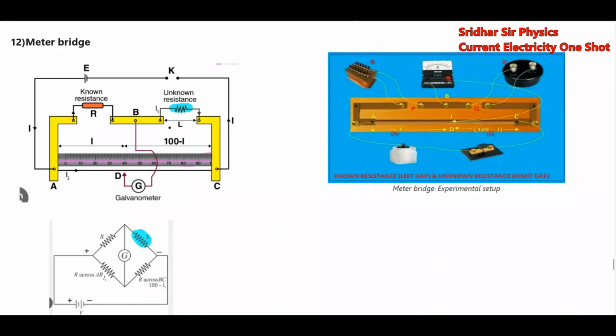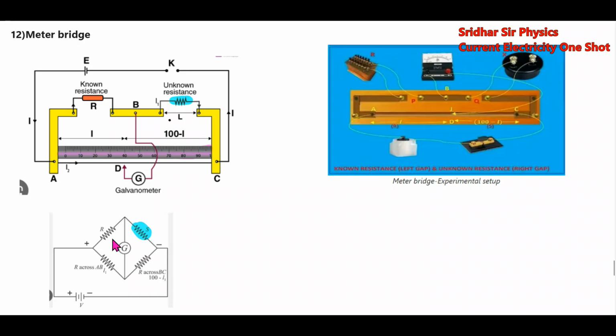It works on the principle of the Wheatstone network only. So first, there's an electrical connection. You have to look at this particular electrical connection. There's a cell, E or V, both are the same. From the positive terminal, we are connecting to this particular point, to R and the length L1.